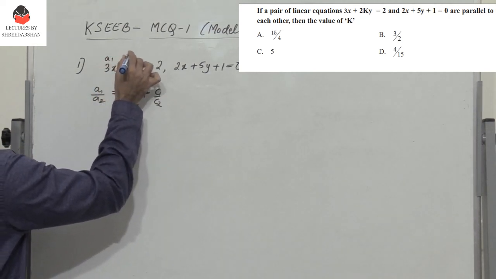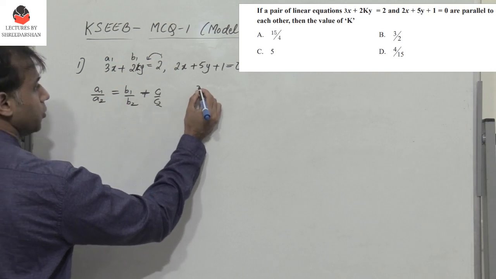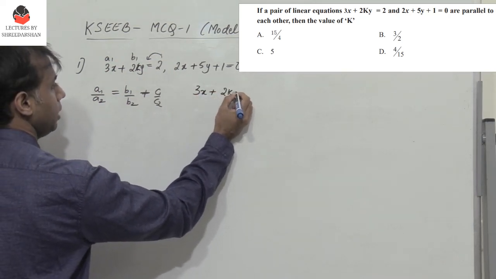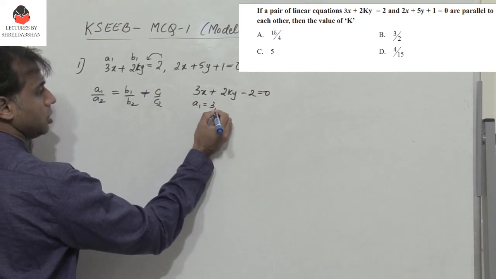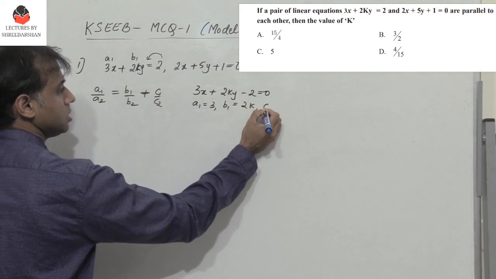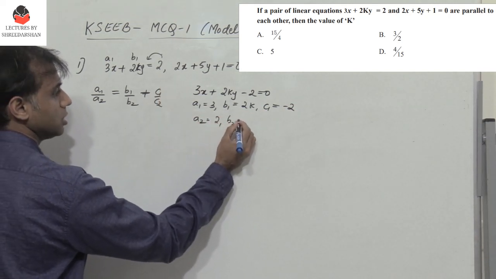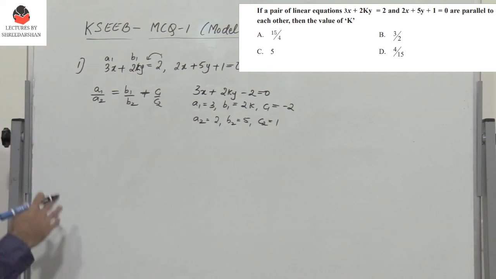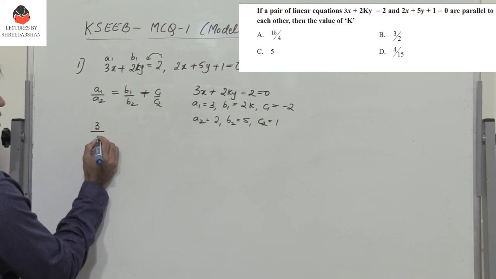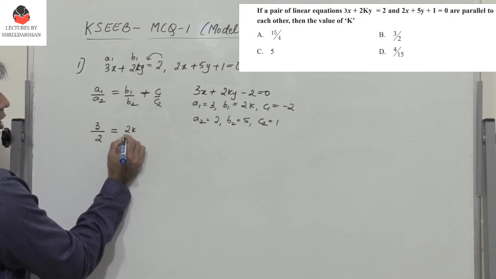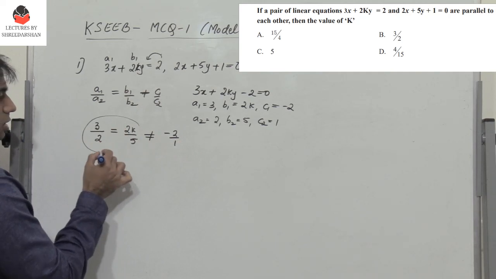So this is a1, b1, and I have to bring 2 to the other side. Therefore 3x plus 2ky minus 2 equals 0. Let me write the values. a1 equals 3, b1 equals 2k, c1 equals minus 2. And a2 is 2, b2 is 5, c2 is 10. Let me substitute and check if this condition is true. So I have 3 by 2 must be equal to 2k by 5 must not be equal to minus 2 by 10. Therefore this condition has to be satisfied.